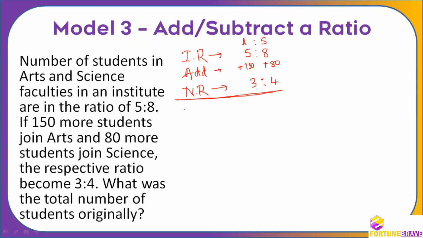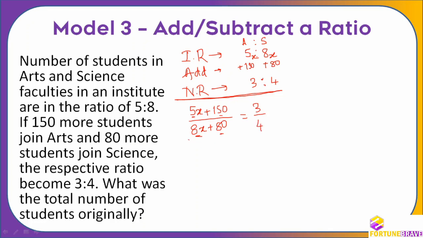So let us go this. So we'll take x, right? We have to take x here so that we'll be able to understand. Original arts students are 5x. Okay, the ratio how much is added? 150. And now here you can see 8x plus 80. Whatever be the number, if I add 150 and whatever be the number of girls, if I add 80 here, the ratio will become 3:4.